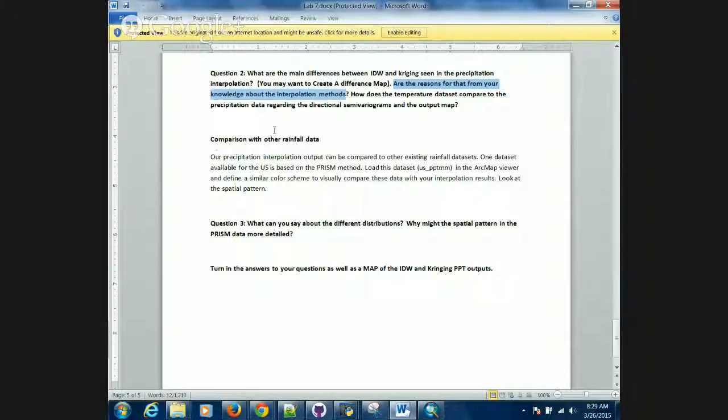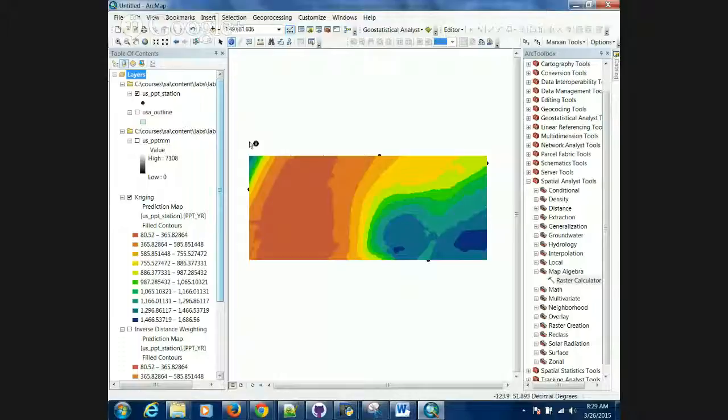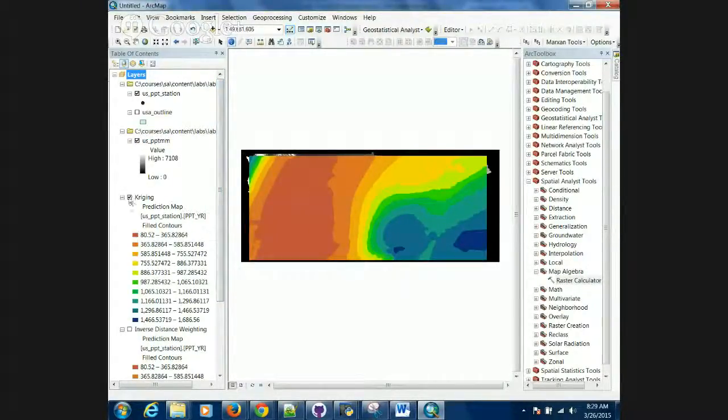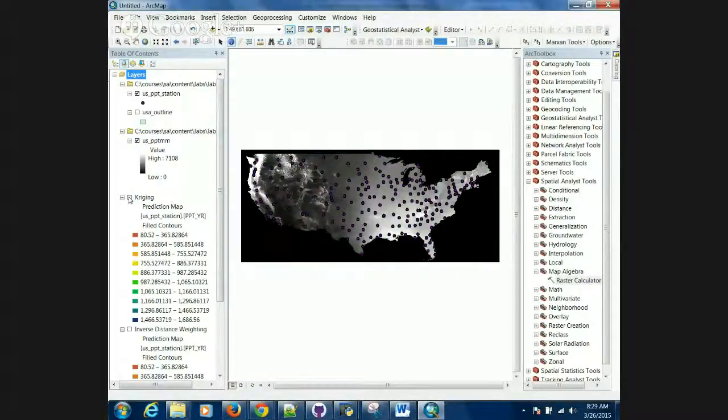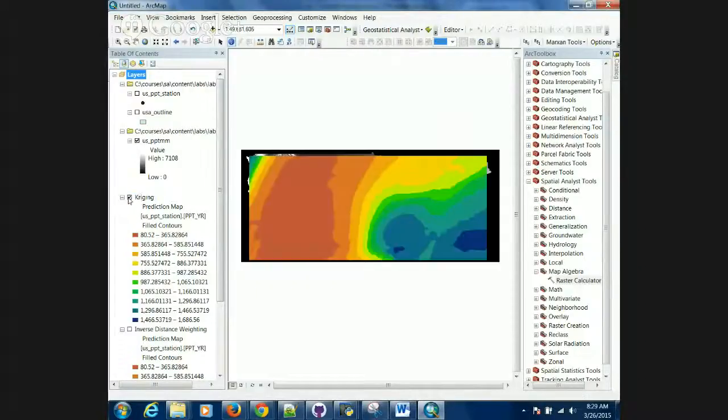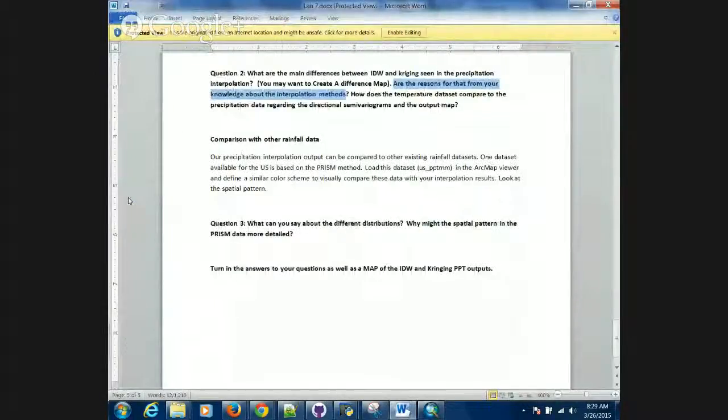Okay. All right. Then lastly, what I want you to do is compare this output to this output. So this is another data set of the United States precipitation. See that? That's precipitation. This is our data set. You could compare it by subtracting, whatnot. You could just visually compare your results. What can you say about the different distributions?